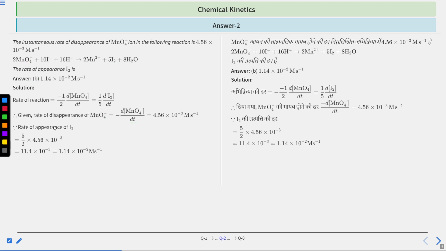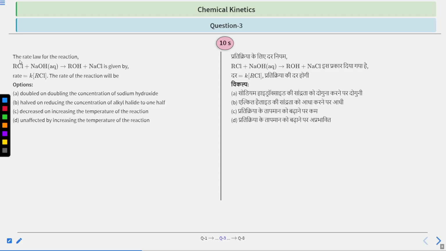Okay, now let's see the third question. The rate law for the reaction RCl plus NaOH giving ROH plus NaCl is given by rate is equal to K times concentration of RCl. The rate of the reaction will be... we have been given some effects of decreasing or increasing the concentration of something. So we have to tell what the effect on the rate of the reaction will be.